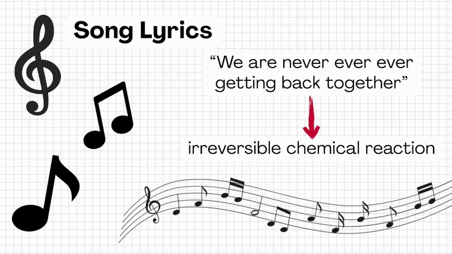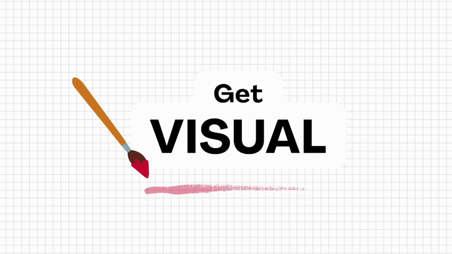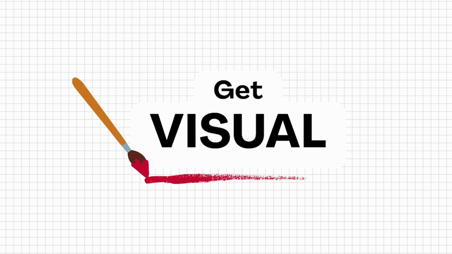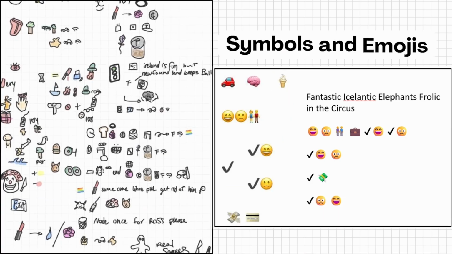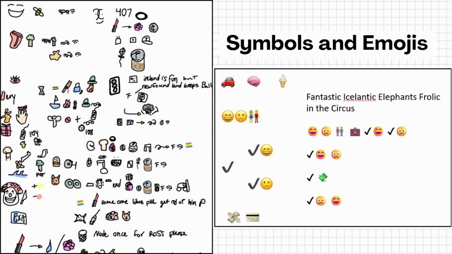Does course content ever remind you of a song? Add in some song lyrics too. For example, Taylor Swift's lyric, "We are never ever ever getting back together," could help represent an irreversible chemical reaction. Remember, you can also include visuals on your trigger sheet as long as they are not diagrams that were used in class or copied straight from the textbook. Instead, develop your own simple images, symbols, or emojis to represent course content. Use them on their own or combine together to help recall content that is more complex.